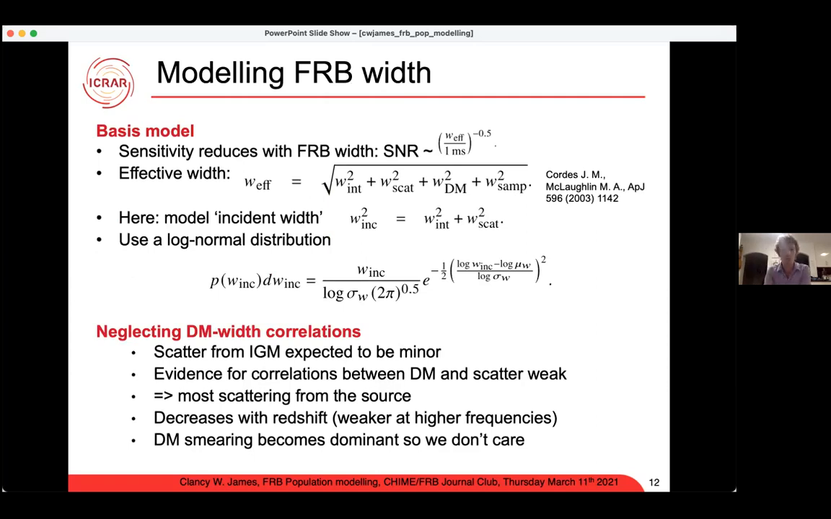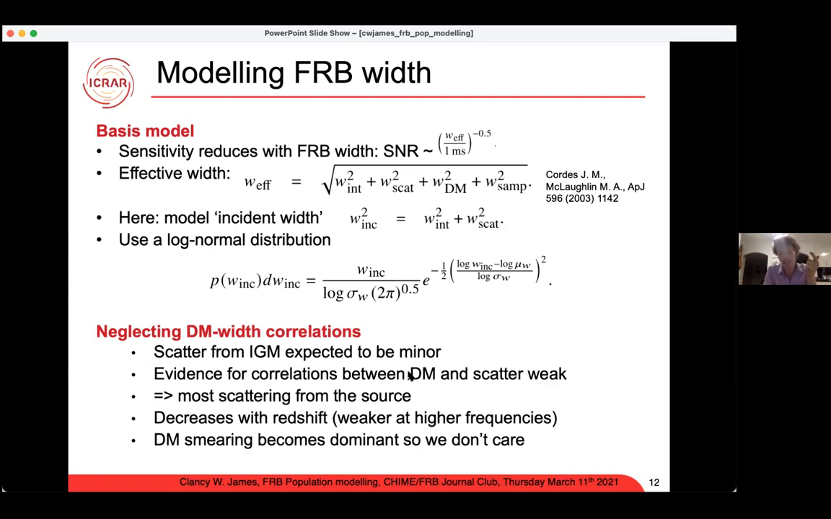So you need to fit, your sensitivity depends on the width, and when you fit the effective width, you might include something like an intrinsic width, scattering, DM distribution, and your sampling time as an effective width. Here, I don't distinguish between the scattered width and the intrinsic width, even though you might imagine that you expect more or less scattering that should be correlated with DM. The reason why I don't distinguish between these two is simply because the scattering that you expect from the IGM is expected to be minor.